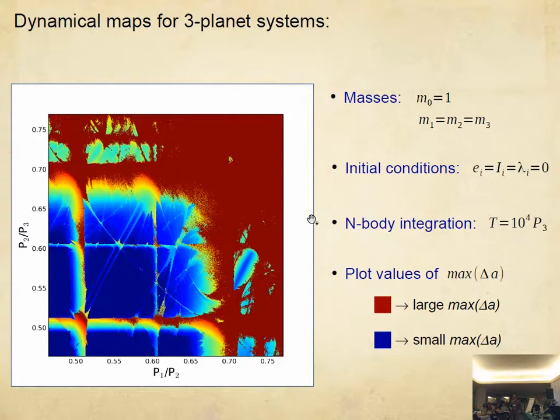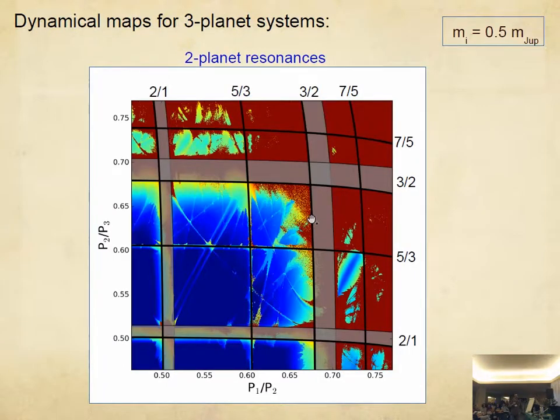So what kind of features can we identify in these dynamical maps? Well, the simplest thing is two-planet resonances. So you have, in almost horizontal lines, resonances between body 2 and 3, and in almost vertical lines, two-body resonances between body 1 and body 2. You can also see these curves, which are two-body resonances between the inner and the outer planet. Okay? And that will prove to be important further on.